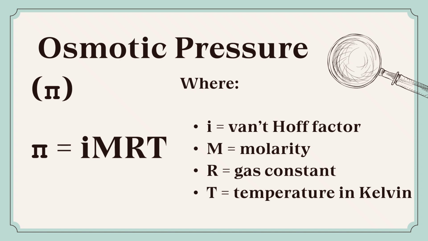The last colligative property is the osmotic pressure. The formula can be read as pi equals i times M times R times T. The i is the Van't Hoff factor, the M is the molarity, the R is the gas constant, and the T is the temperature in Kelvin.